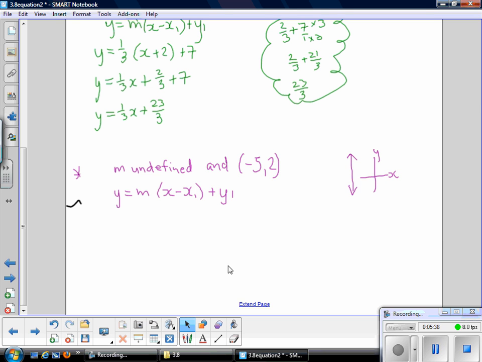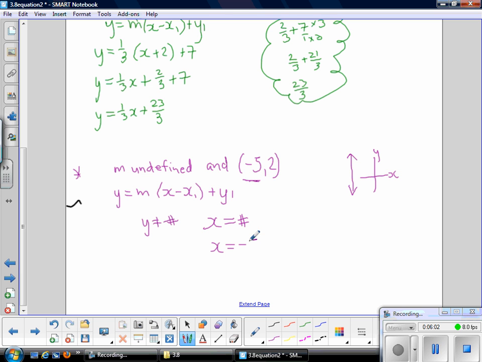So when I have a situation like this, I know that my equation is not going to be y equals a number this time. It's going to be x equals a number. And the number it's going to equal is the x coordinate of the point they gave me.